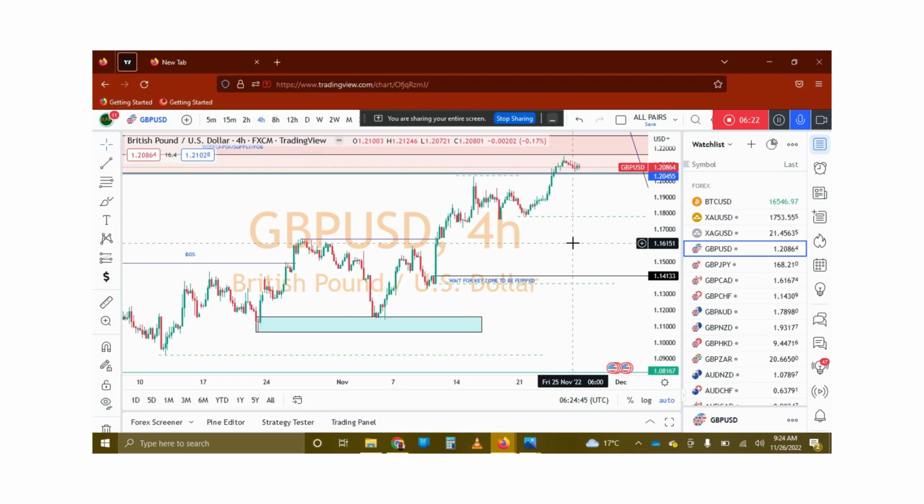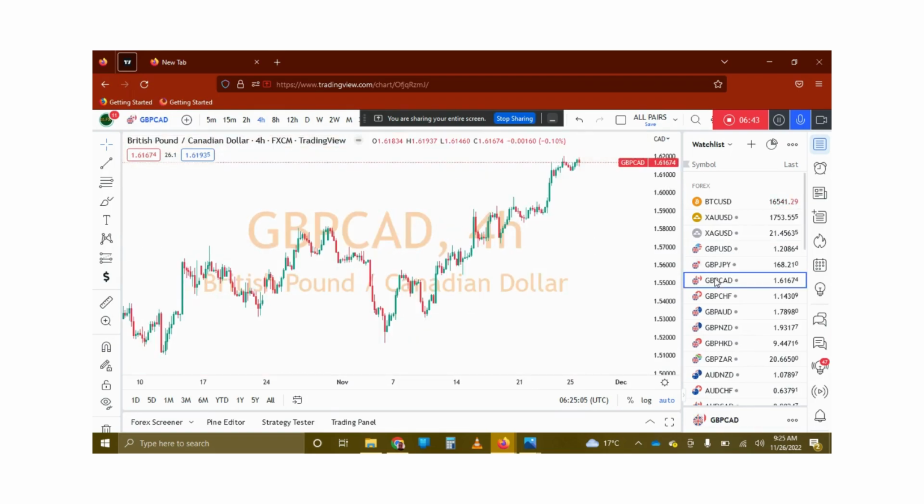Remember, on the $10,000 account challenge, you're supposed to make $800 within 30 days. So, ladies and gentlemen, I would have made 320 on this trade alone. So I would be needing about $480 more. So I repeated the same mistake on the GBP Canadian, and I'll show it to you.